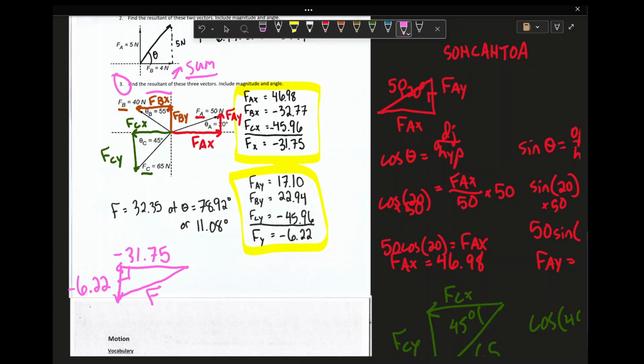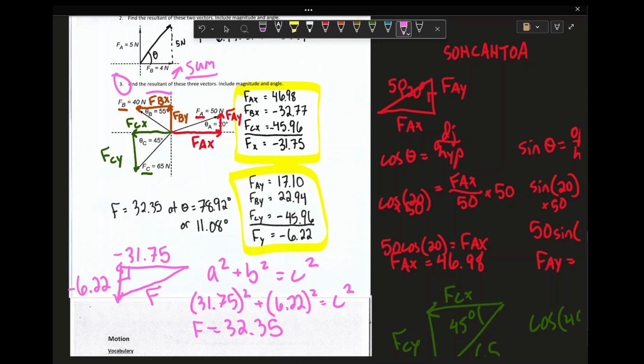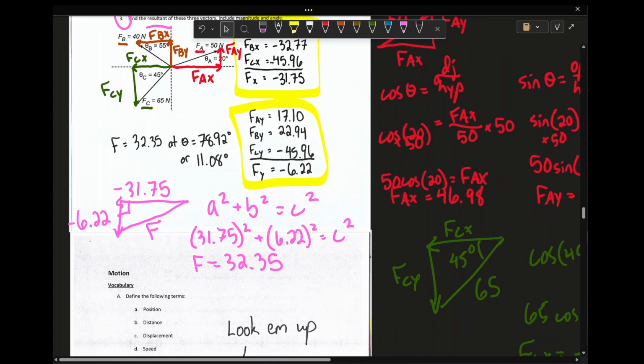So the magnitude of f is actually pretty easy to do. It's just going to be Pythagorean theorem, a squared plus b squared equals c squared. And so if you do 31.75 squared plus 6.22 squared equals c squared, do the math of it all, and you get that f is 32.35. For the angle, that's the trickier potentially part.